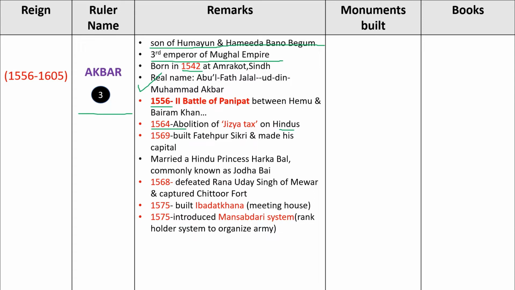In 1569, he built Fatehpur Sikri and made his capital. Married a Hindu princess Harka Bal, commonly known as Jodhabai. In 1568, he defeated Rana Uday Singh of Mewar and captured Chittur Fort. This is a major historic event to remember. In 1575, he built Ibadat Khana, that is a meeting house for all religious scholars. Again in 1575, he introduced Mansabdari system, that is a rank holder system to organize the army.